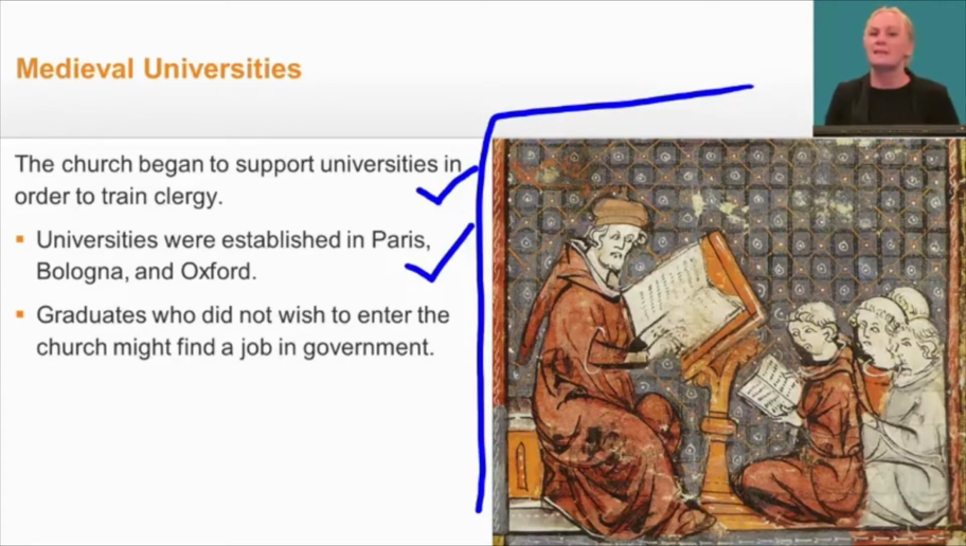Now, remember what I said in the last slide. The reason that they felt that it was so important to have these universities and to really educate their monks was so that they would be able to interpret theology, or the practices of the church, and also canon law, which, remember, was the church's governing authority. These were laws that the church established outside of government or political rule.